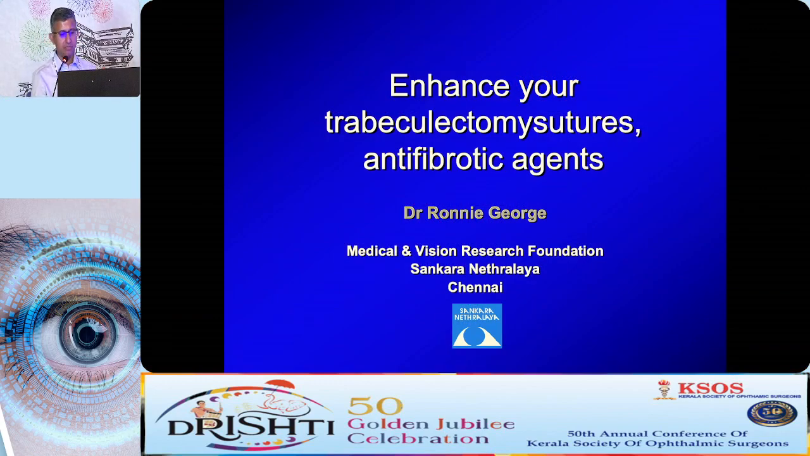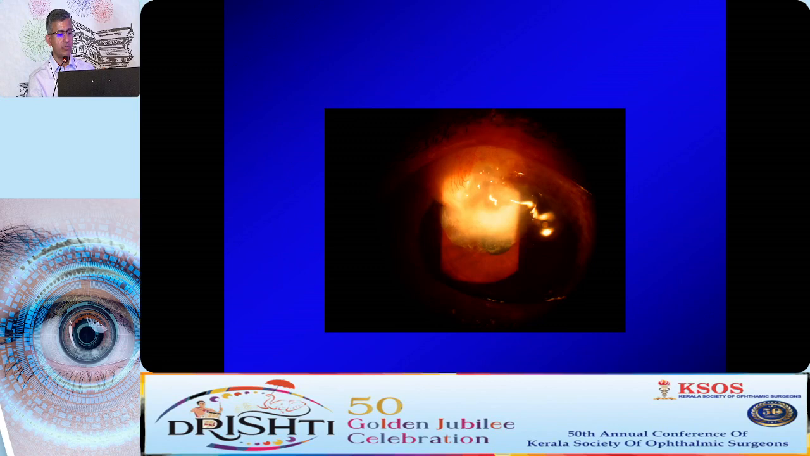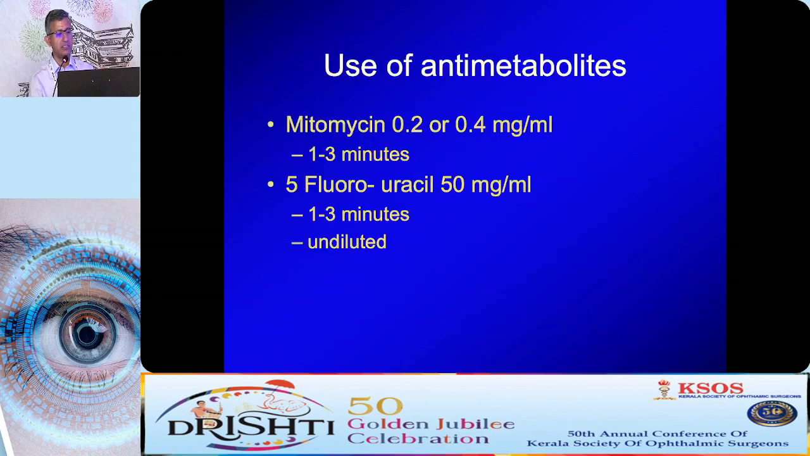Yeah, so I'm essentially going to talk about these two things: creation, use of antimetabolites, and use of sutures. So basically, we don't want blebs which look like this, and that's very important because with the use of antimetabolites, this does happen. So you need to use it properly and safely.